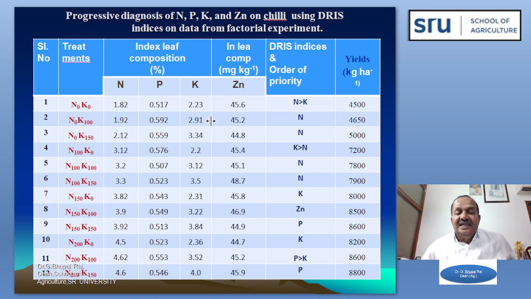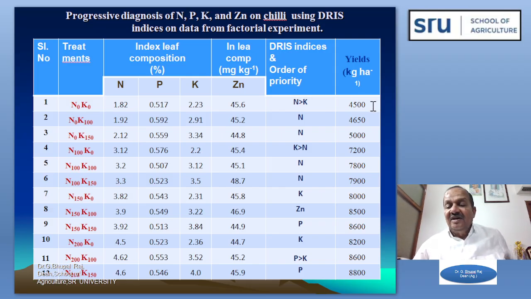Then from these 12 treatment combinations, we collected the index leaf samples and analyzed them for nitrogen, phosphorus, potash, and zinc contents in the leaf samples taken from these different treatments. These are the values arrived at from the analysis. Then we calculated the DRIS indices and prioritized the order. After calculation of the DRIS indices, for example in this plot, we got nitrogen as limiting and potash also limiting, but nitrogen is most limiting.